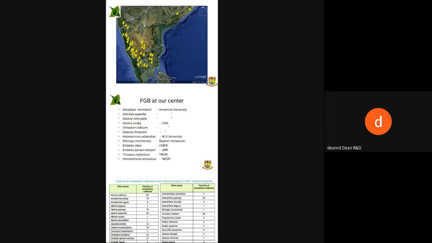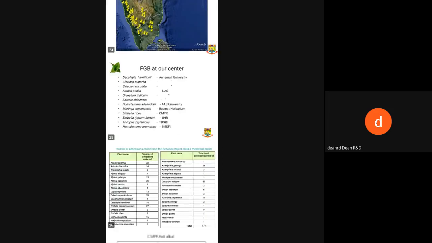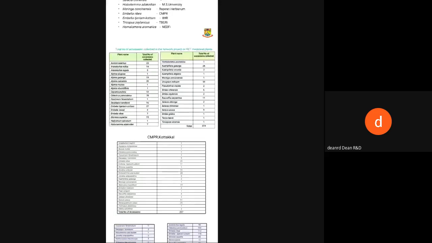Homalomena aromatica is from NEDFI, in Assam. We have collected over there, and we have got the collection assembled in our germplasm collections. And the total accessions collected in the network project of RET medicinal plants, these are all the species, and around a total of 374 plants we have collected in various plant species listed over there in the table.